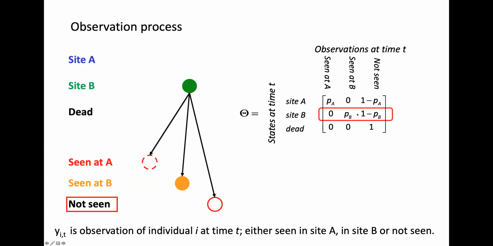It's conditional on the state at the same occasion, and so the observation of individual i at time T, the probability of being observed, detected, is given by this vector here. So it's again a categorical distribution in JAGS with probability given by the rows of this observation matrix, conditional on the states at the same occasion, right?